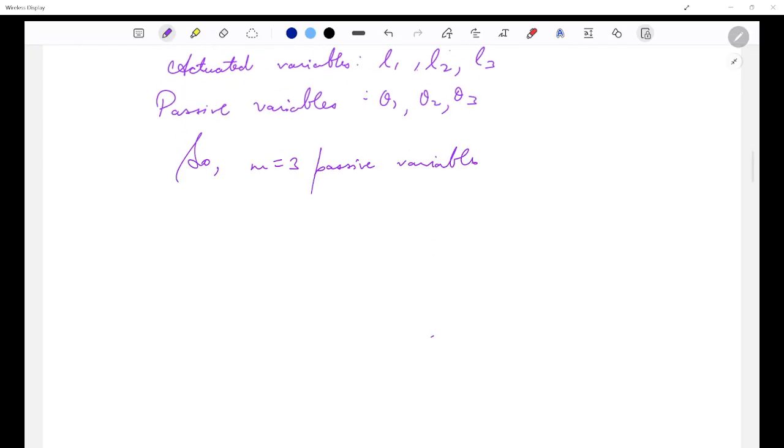Sorry. So for loop closure equations, we have constraint from the S pair, right? 3 non-linear equations in 3 unknowns.